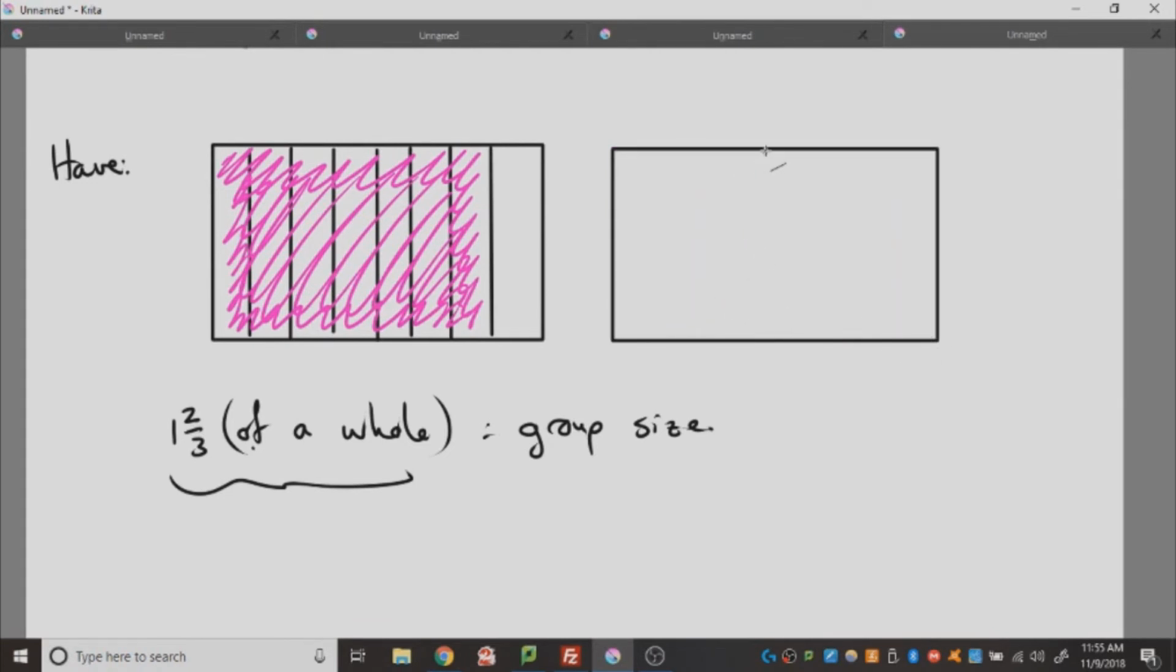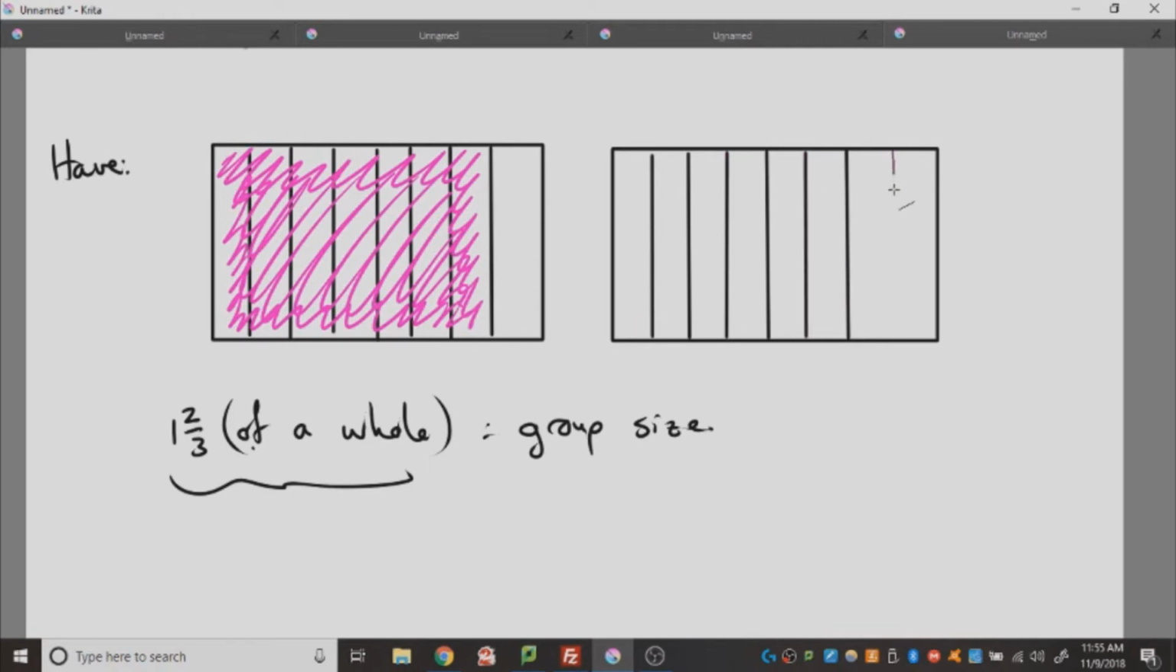Downside, I have to split this one up as well. I don't have it. I just want to visualize my group size. And based on what I had originally, it wasn't enough of a drawing to visualize this 1 2/3. So the thirds part of it tells me I need to split this up horizontally into 3 horizontal slices. Now I can visualize 1 2/3.